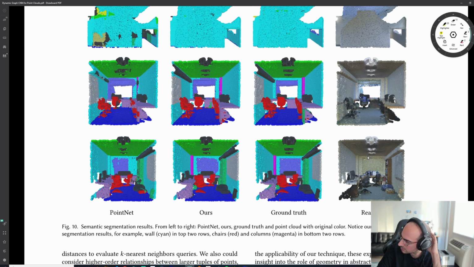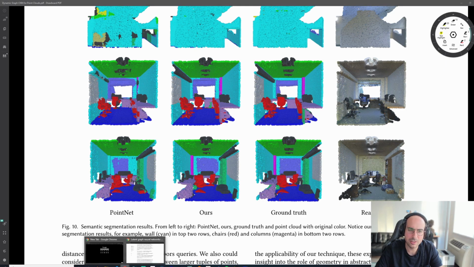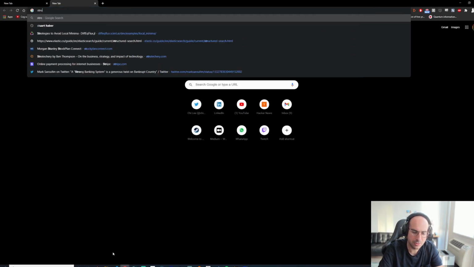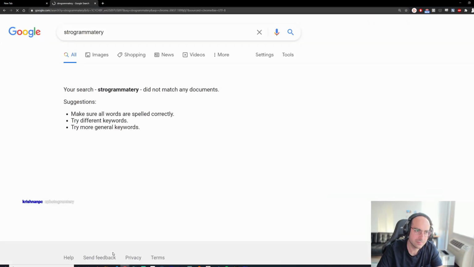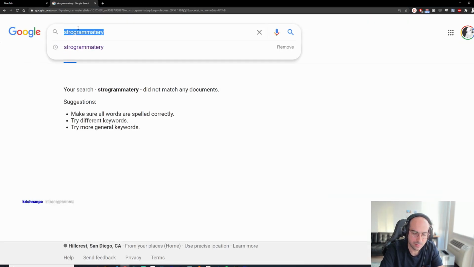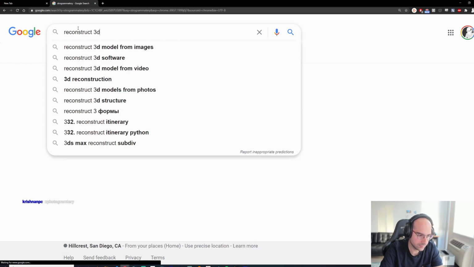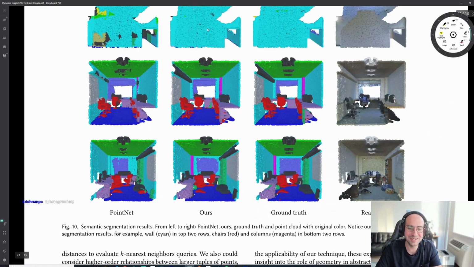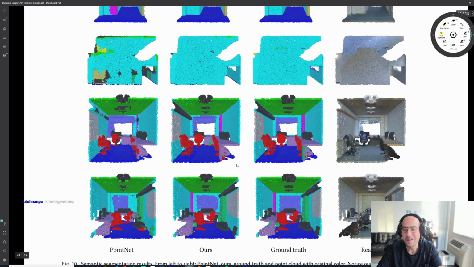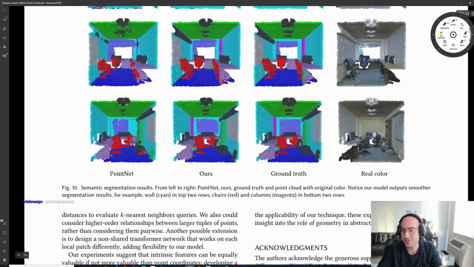Photogrammetry. Sorry, I forgot the word. But anyway, you could generate this with photogrammetry, and then do the scene segmentation, and then you can get a pretty robust system to recognize stuff.